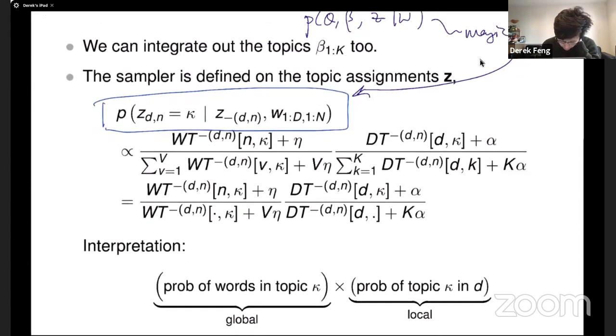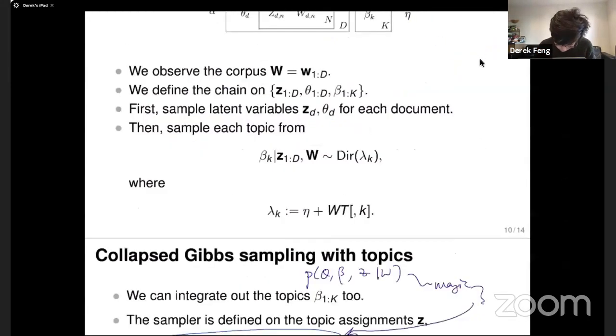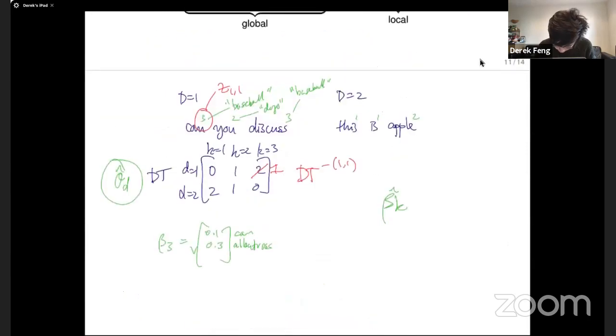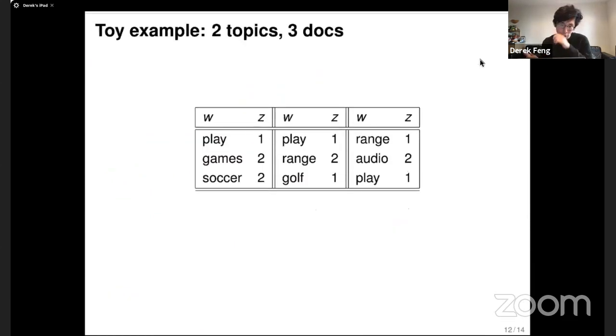And so what I said here is that you should think of WT and DT: W stands for word, T stands for topic, so it's a word topic table. D stands for document, so document topic table. Okay, where did I draw my document topic? Okay, so let's go and look at this example. I'm going to go back and forth here.